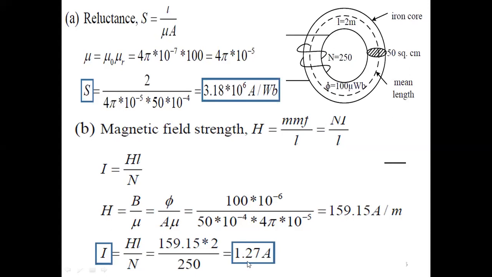Any method you use, you will get the same answer for a simple magnetic circuit. If some part is iron, some part is steel, some part is aluminum and an air gap is there, then it will change. You have to calculate the length separately for each material. So is it clear? Yes, sir.